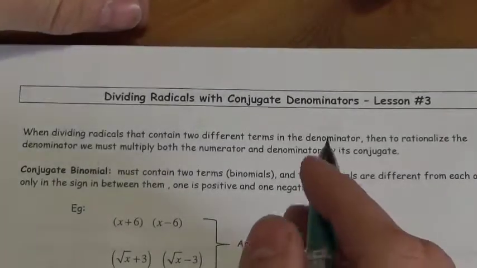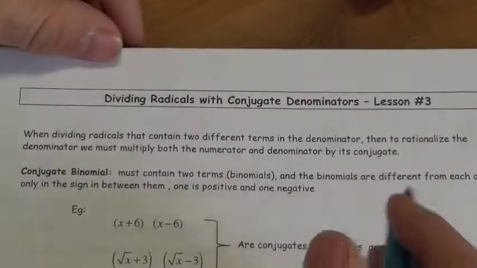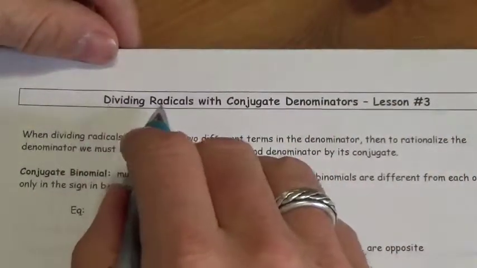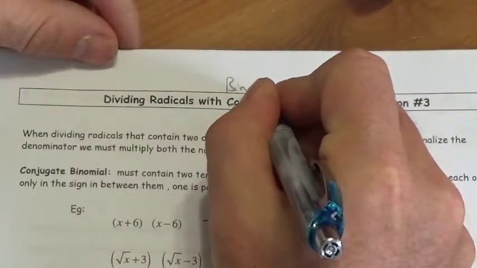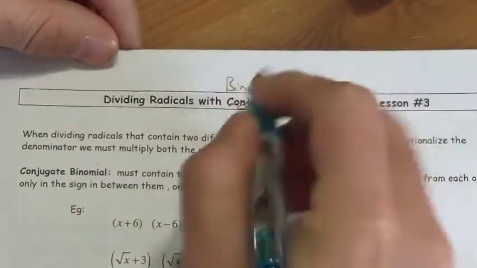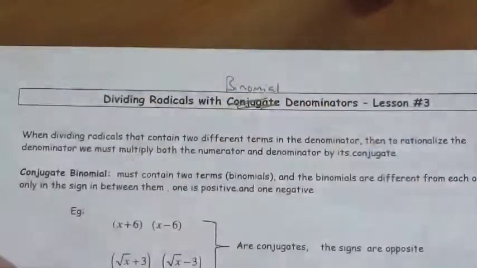Okay? Well, things are a little bit different if the denominator becomes a little bit more complicated. In fact, this lesson really should be dividing radicals, maybe not with conjugate denominators, but with binomial denominators. That maybe is a better way to discuss this. And so now, before I get into the description here, I just want to talk about something. In the previous lesson, when we did rationalizing, things were a little bit different.